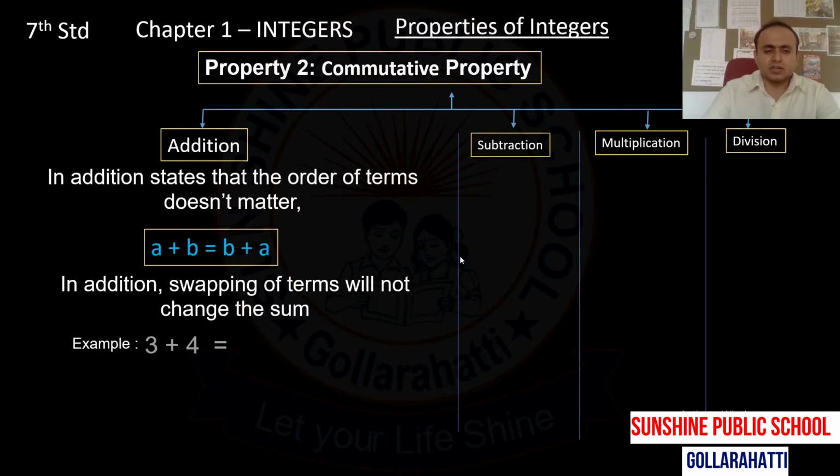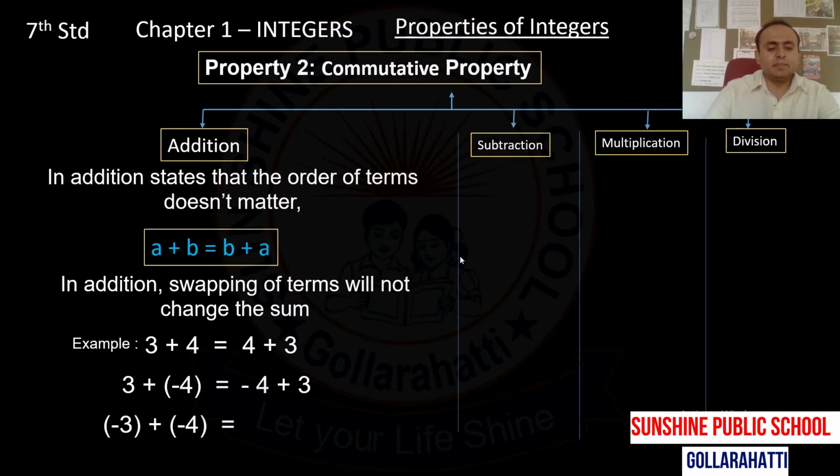So let's look at examples. 3 plus 4 is equal to 4 plus 3. 3 plus 4, if you add, the answer is the same, and 4 plus 3, if you add, it is the same answer. 3 plus 4 is 7 and 4 plus 3 is 7. Similarly, 3 plus minus 4 is equal to minus 4 plus 3. If you add these two numbers also, the answer will be the same.